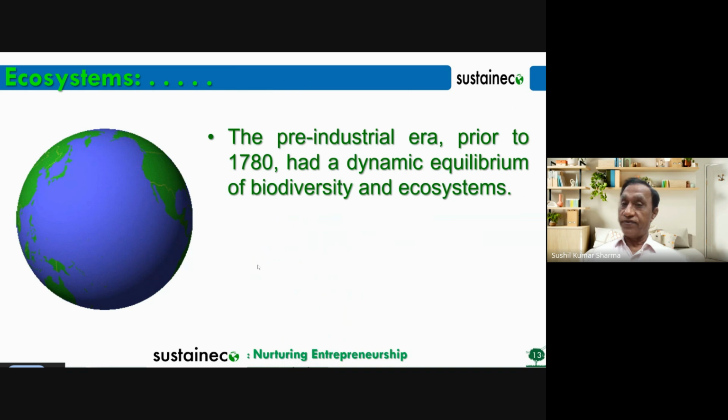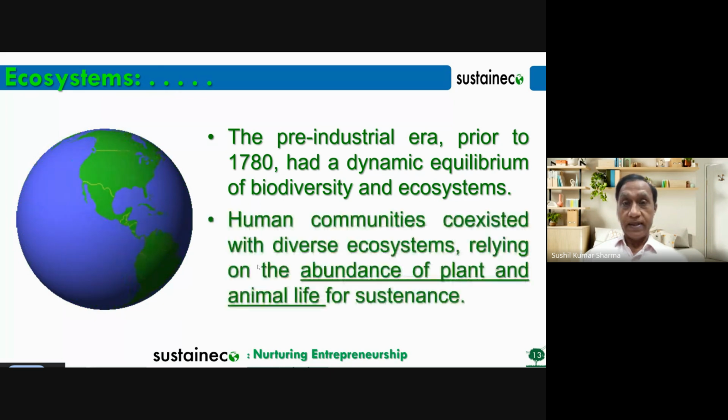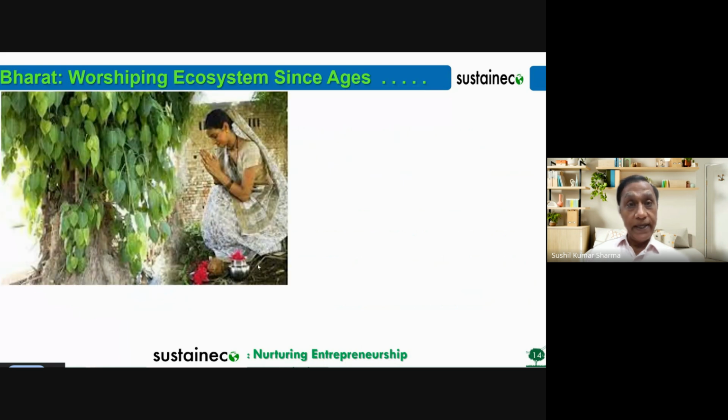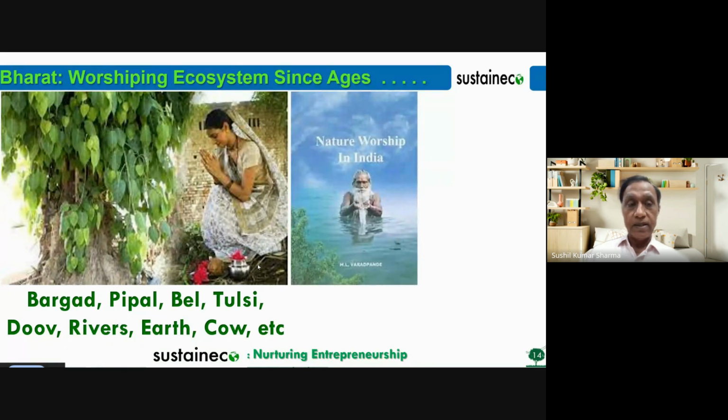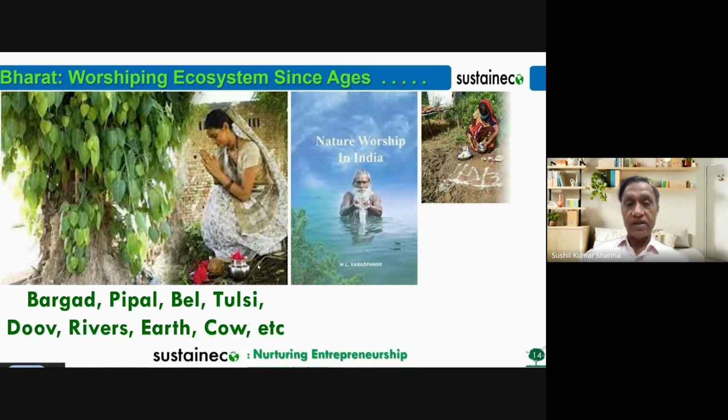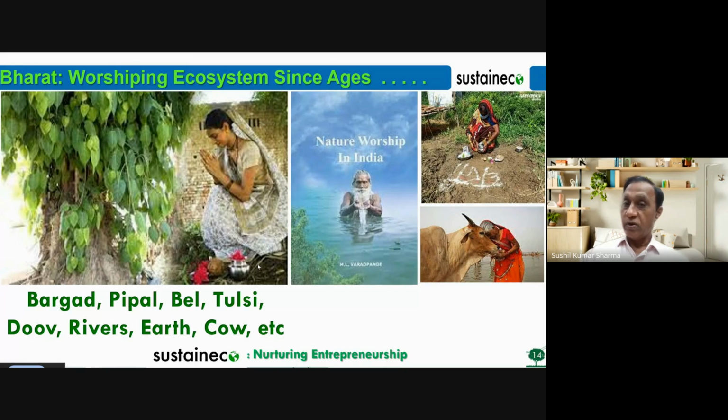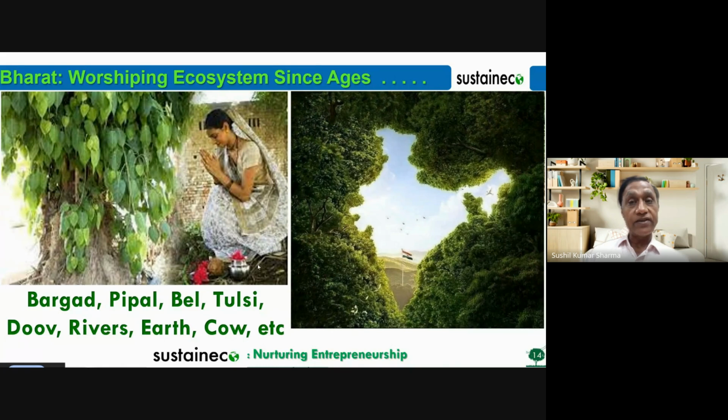So let us come to what ecosystems are and how important they are for our well-being. The pre-industrial era, prior to 1780 and the period before that, had a dynamic equilibrium of biodiversity and ecosystems. Human communities coexisted with diverse ecosystems, relying on the abundance of plant and animal life for sustenance. We are a country that has been worshipping ecosystems since ages. These are some of the most worshipped varieties: bargad, peepal, bael, tulsi, doob, rivers, earth, mother earth, cow, etc. These pictorials represent it and the richness of our ecosystems.